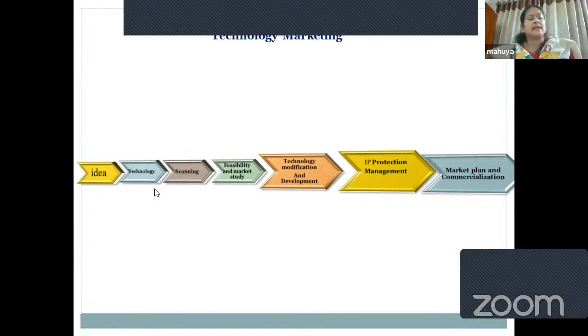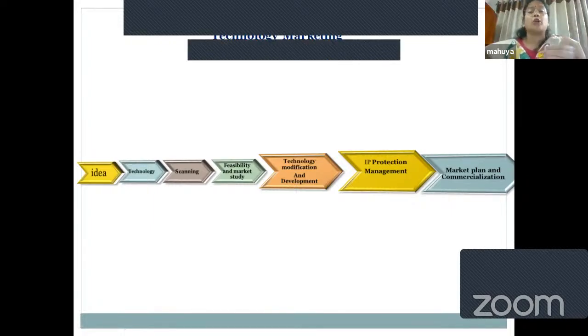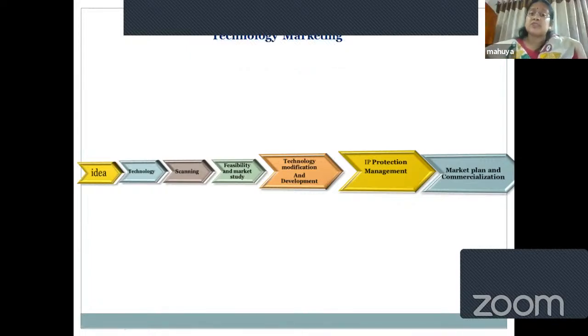Then this idea needs to be converted to technology. When it is converted to technology, we need to scan it and judge whether the feasibility of this technology is there or not. If there is no feasibility, then you have to modify this technology and develop new technology. Whenever you modify the technology, you have to search whether your idea is patentable or not.